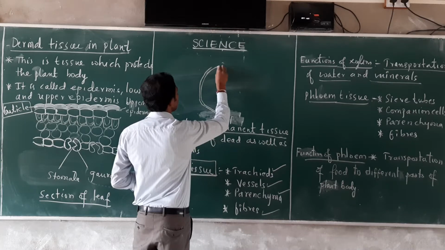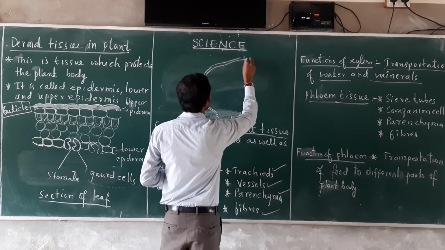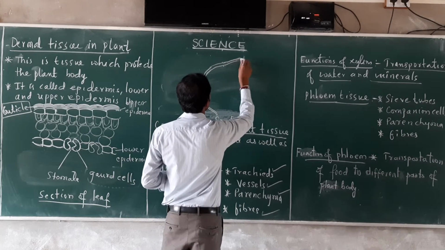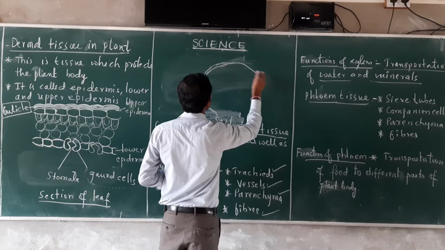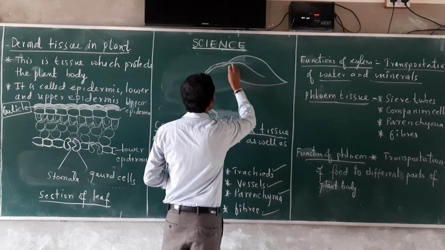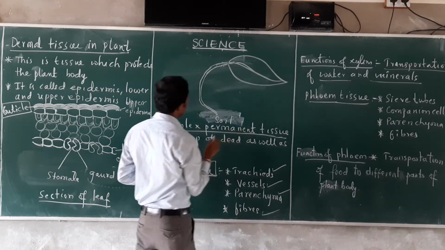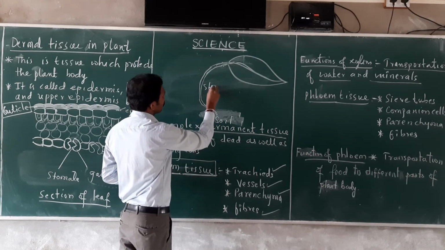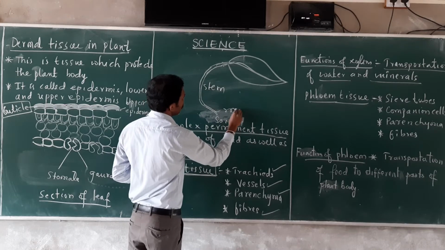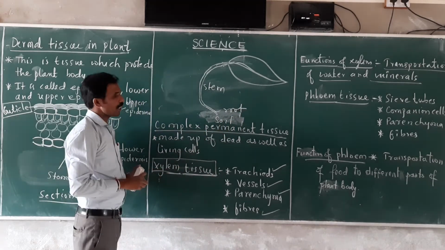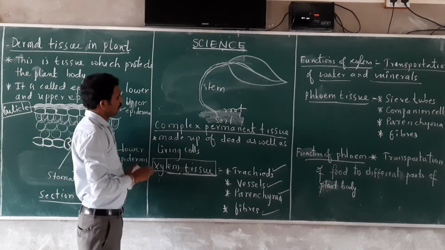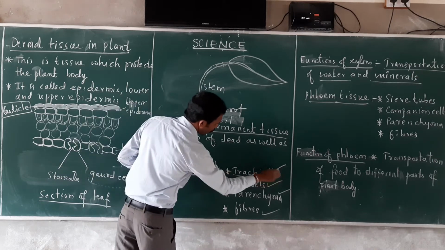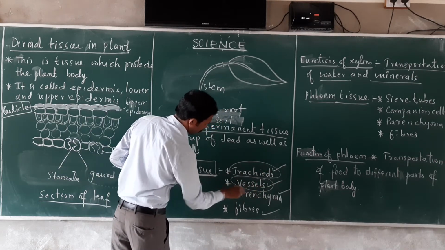The root, then the stem, and after the stem we have leaves. This is the leaf. If you take inside the stem and the root, there is xylem tissue. In the xylem tissue we have tracheids and vessels.